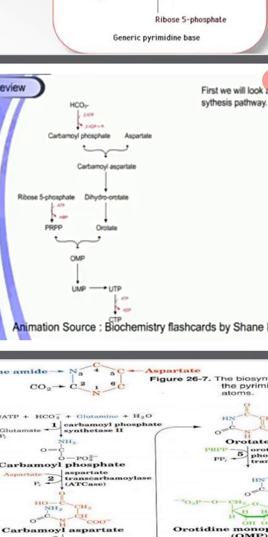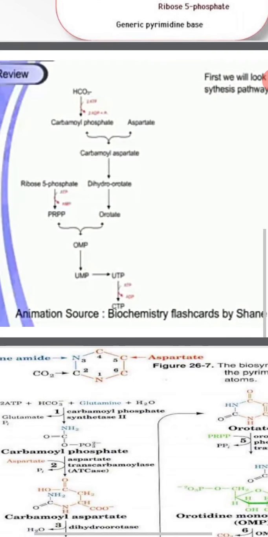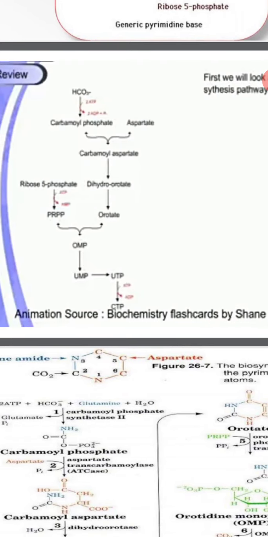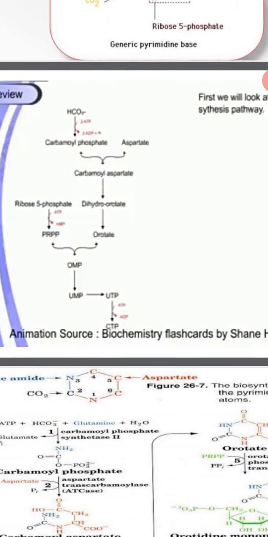This carbamoyl phosphate, with the help of the amino acid aspartate, will yield carbamoyl aspartate. It is done with the help of the enzyme aspartate transcarbamylase. Here nothing is released; they are just making the compound carbamoyl aspartate by combining carbamoyl phosphate and aspartate.